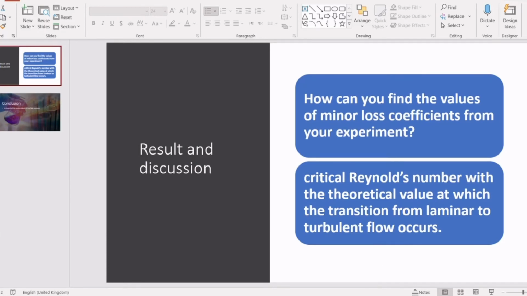Assalamu alaikum warahmatullahi wabarakatuh. Today I'm going to explain the results and discussion, which is about questions 4 and 5 from the experiment on friction loss. How can you find the values of the minor loss coefficient from the experiment?